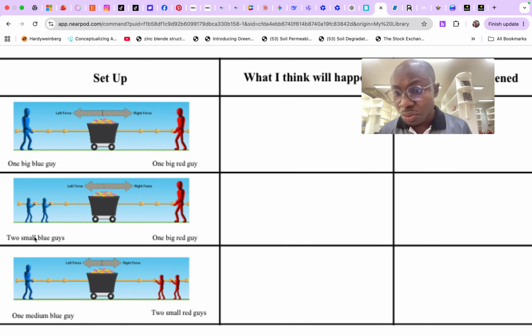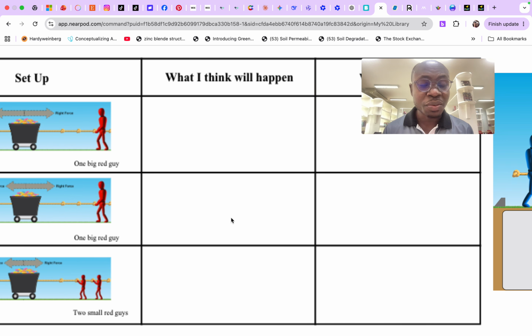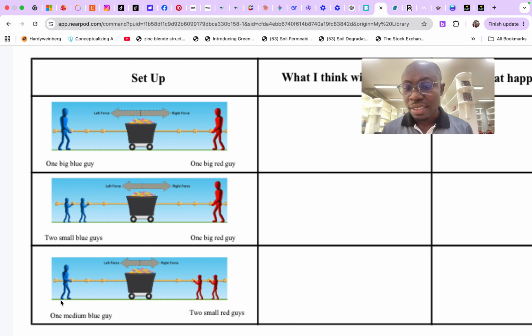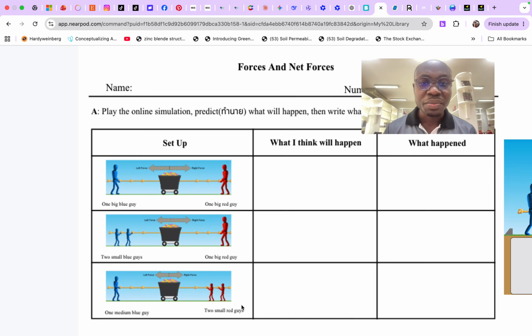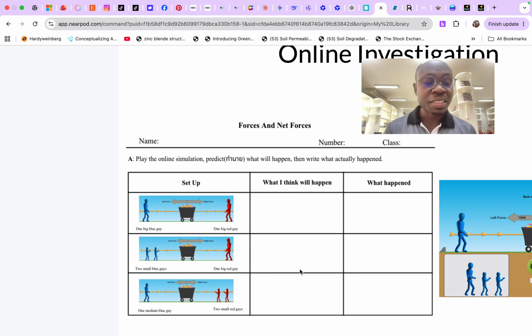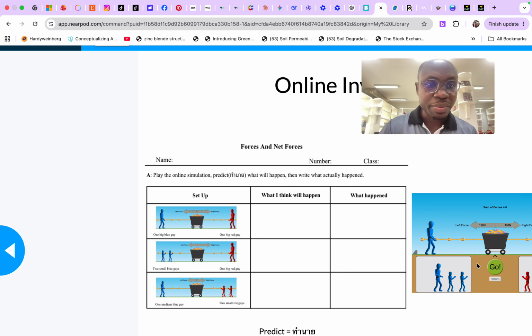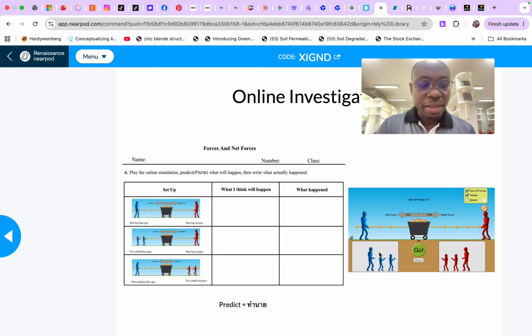So you're going to do number 2, 2 small blue guys and 1 big red guy. Okay, and you do the same. What will happen and what happened? Would it move to the blue team or to the red team? And number 3 is one medium blue guy and 2 small red guys. Okay, where would the cart move? Now I will send you the worksheet and the link to play this game. Okay, so don't worry.